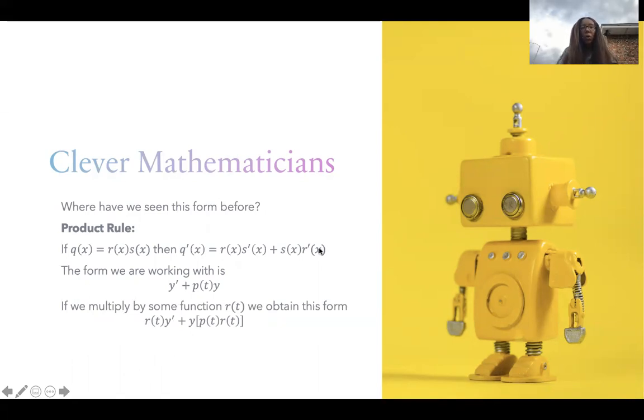Plus, well, if our y and our s prime are what we're comparing here, then s would be our function, and here y is our function. So our function s of x would be y in this instance, right? Plus y times p of t r of t. Well, that would be our r prime, right? So as long as the derivative of our function r that we're multiplying by is equal to p of t r of t, we have the product rule, right? And now that means that this function is the derivative of something, and we can integrate it to solve.